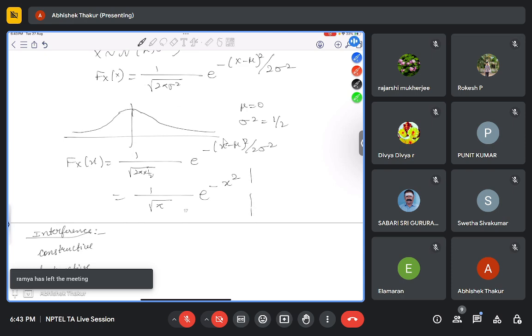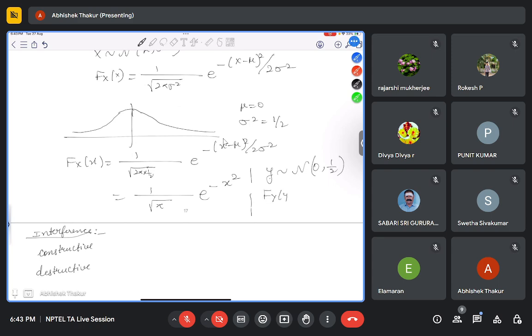Similarly, y is, let's suppose, a 0 mean and half variance Gaussian random variable, then f(y) will be 1 by root pi of e to the power of minus y square.